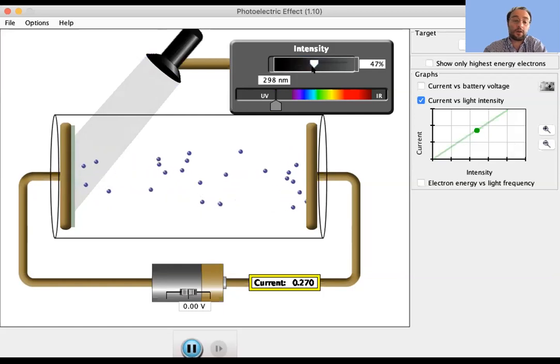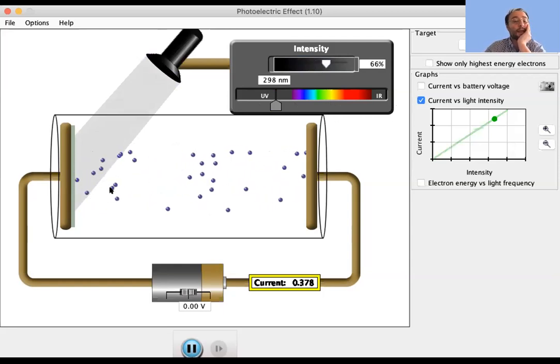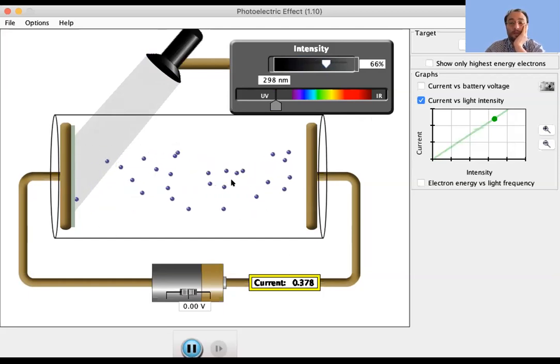Current is number of charges per time. So that's how you count. You don't count the electrons directly, but this is basically proportional to the counting of electrons. Okay, so you can see that as intensity changes, the current changes. What about, how do you measure the speed of electrons that come out? Well, that's where the battery comes in.